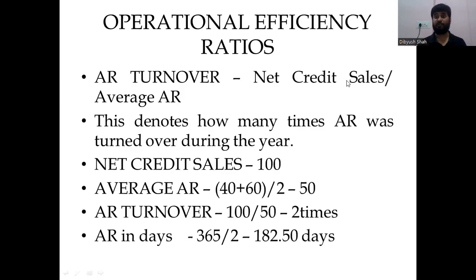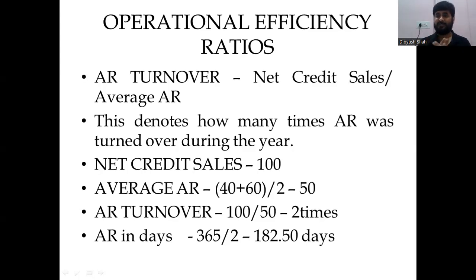Your first ratio is operational efficiency ratios. The first ratio in it is accounts receivable turnover. Now, of course, there is a formula for it, and we are also going to go via the formula route. But let's try to understand, what do you mean by accounts receivable turnover? This means how many times were you able to turn over your accounts receivable during the year?